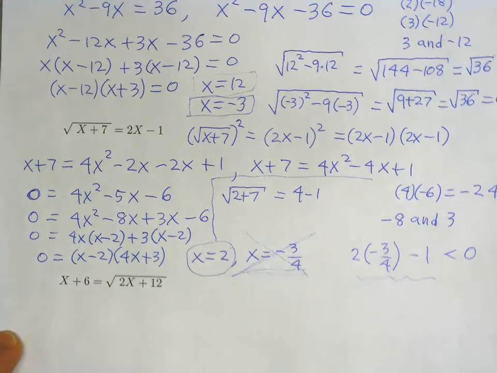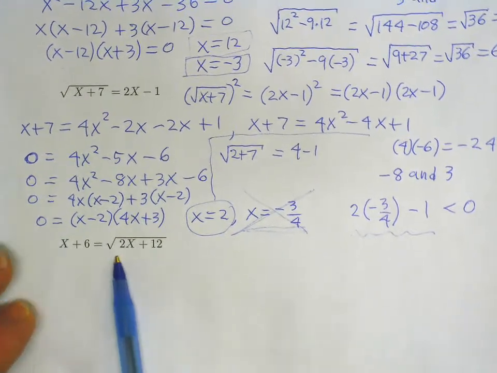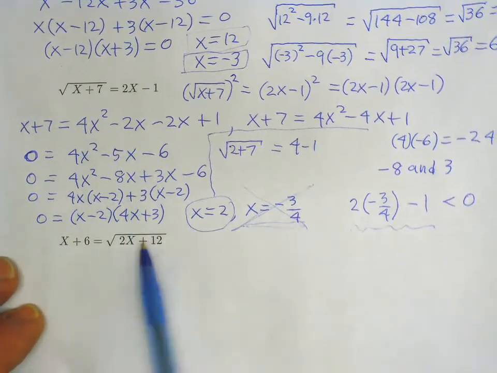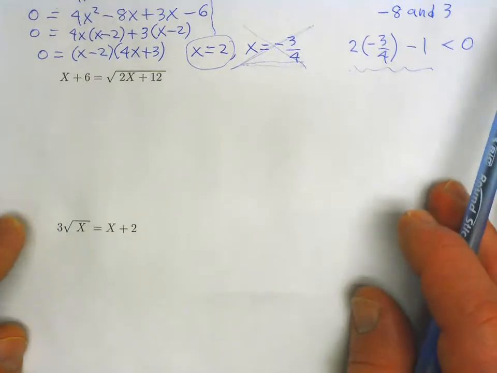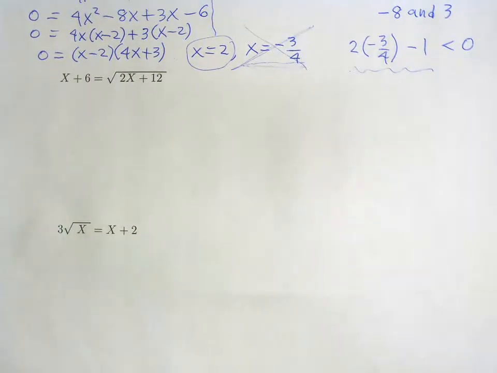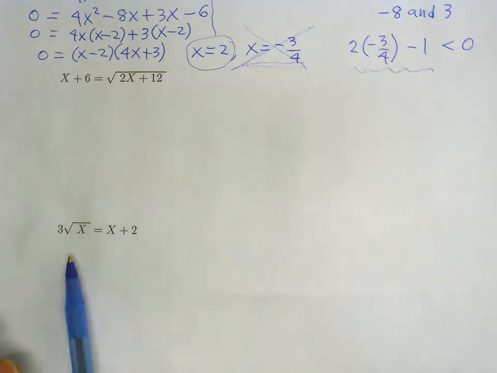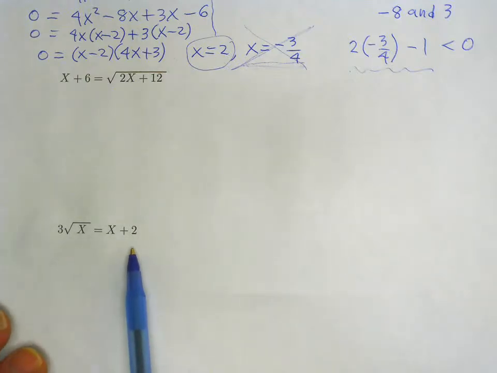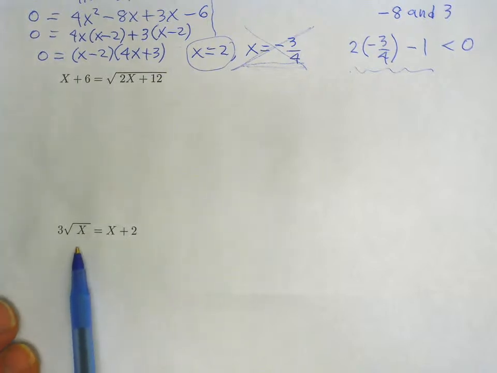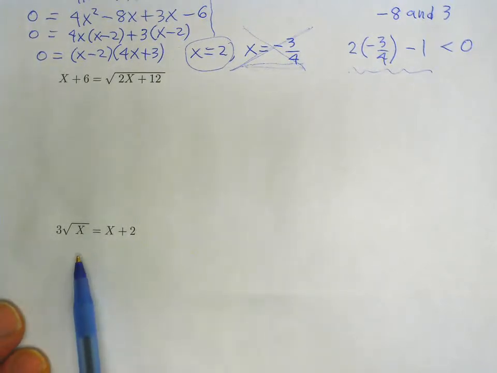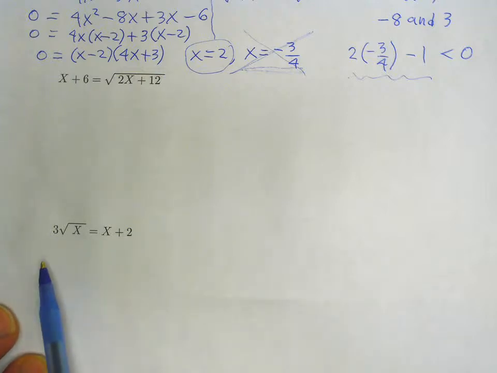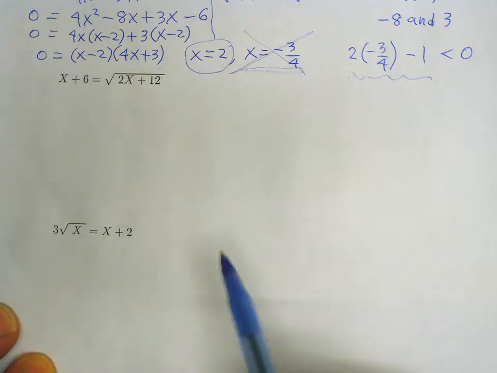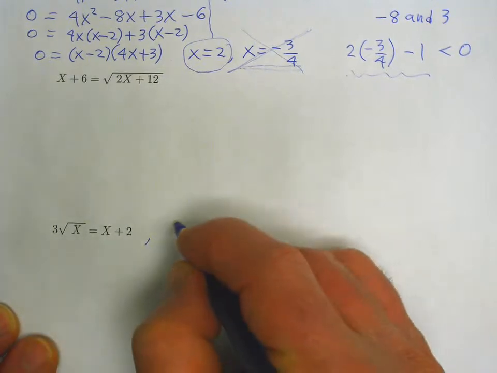Okay, the next example is similar to the one that we just did. So let's skip that one for now and look at the bottom one. This one, solve 3 times the square root of x equals x plus 2. Here's an example of where my suggestion is to not divide both sides by 3 first. Just start out by squaring both sides.